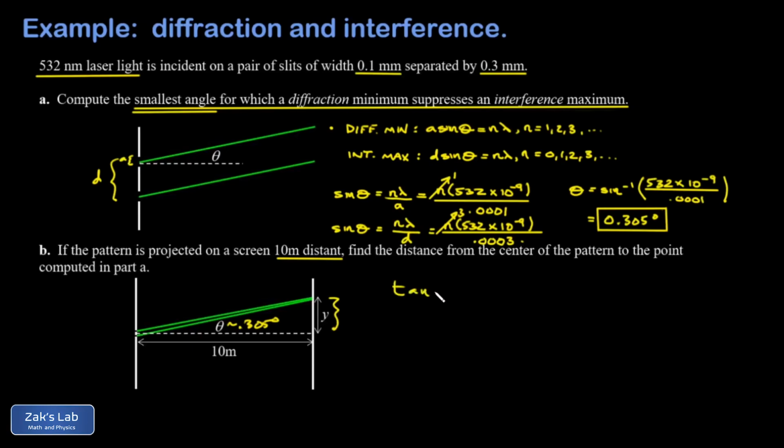I see that the tangent of theta is y over 10. And this means y is 10 tangent theta. And when we run the numbers on this, we get 0.0532 meters, which might be nicer to write as centimeters. So that's 5.32 centimeters. And that's it.